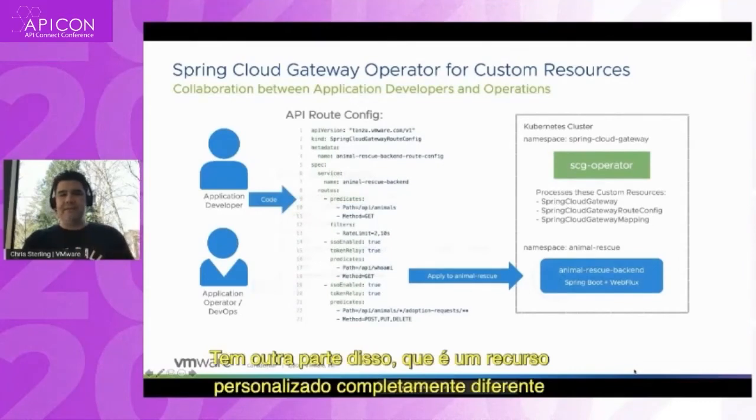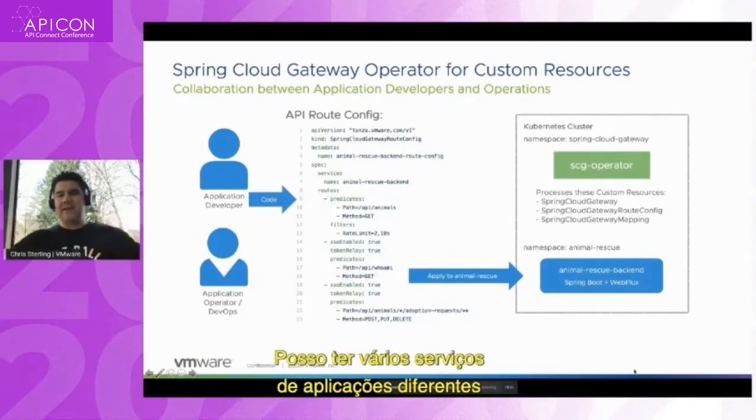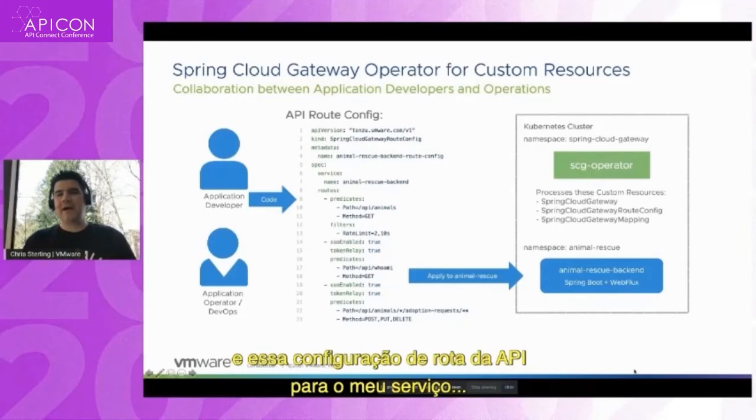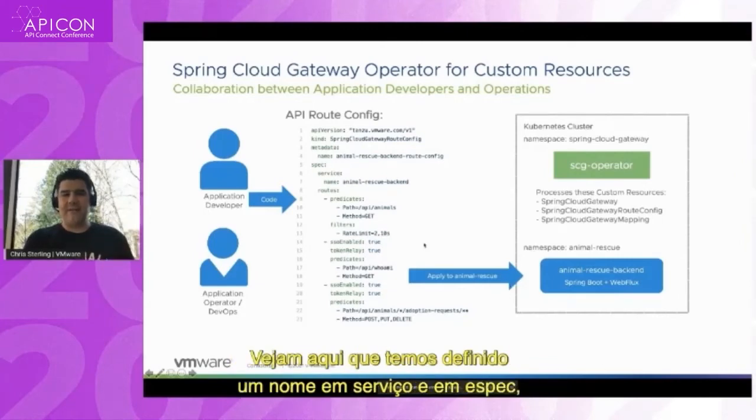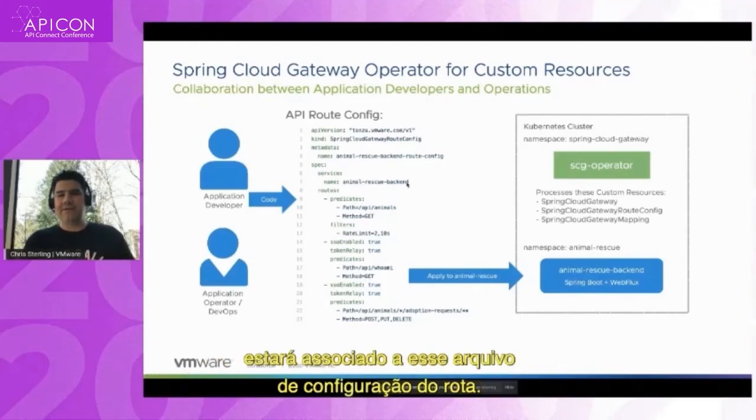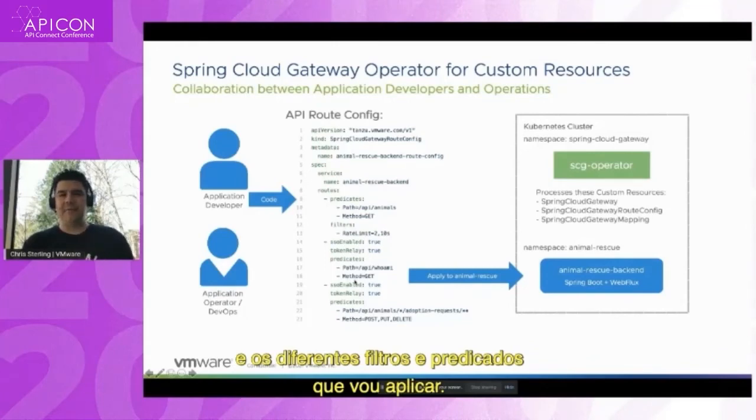Now, there's the other part of this, which is a totally different custom resource, and it's called the API route config. And the API route config is something that lives with the code. So I may have many different application services all behind a single gateway instance. And that API route config for my service, as you notice here, we actually have a spec service name defined, and it's going to say the service animal rescue backend, a Kubernetes service name, is going to be associated with this route configuration file. And then below it are all the routes that I'm going to expose from that service and the different filters and predicates that I'm going to apply. And we'll talk about filters and predicates in just a little bit.